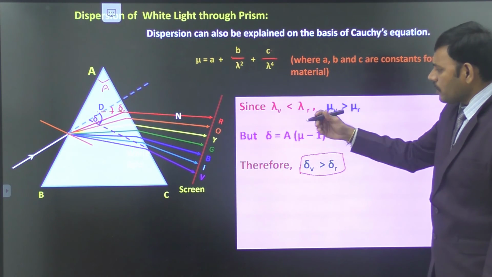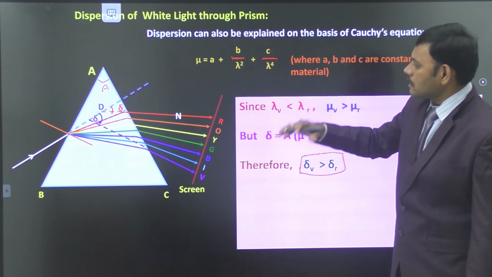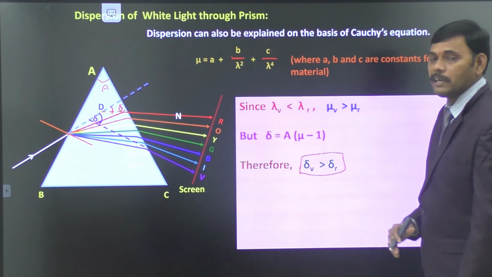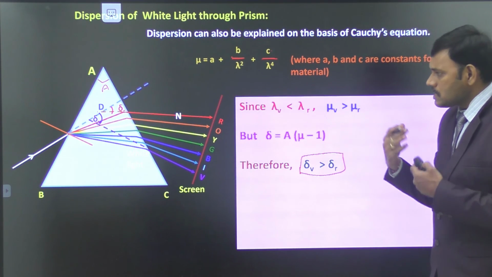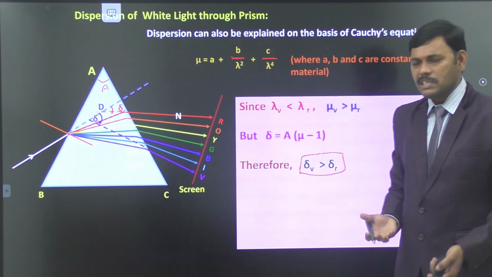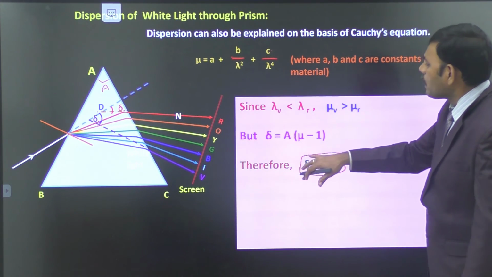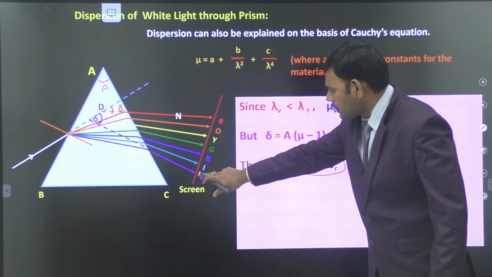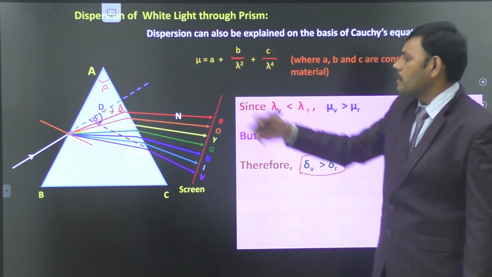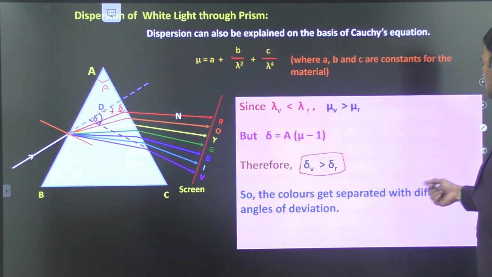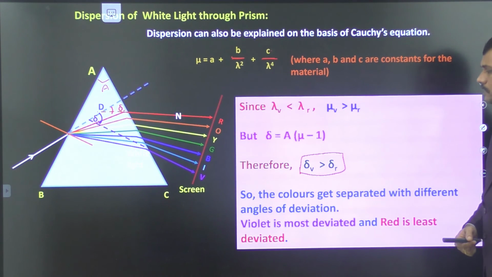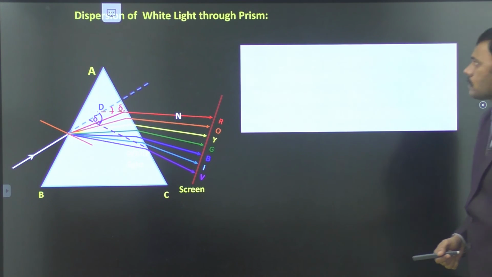Because of the difference in deviation, they get dispersed, so that it divides into 7 colors. This is the reason behind the dispersion phenomena. Deviation is not the same. Violet gets more deviation, red gets less deviation. Because of more deviation, violet intersects at this point, red intersects at this point, and it divides into 7 colors. This is the phenomena of dispersion. So colors get separated with different angles of deviation. Violet is most deviated and red is least deviated.